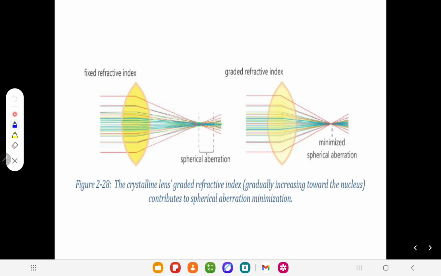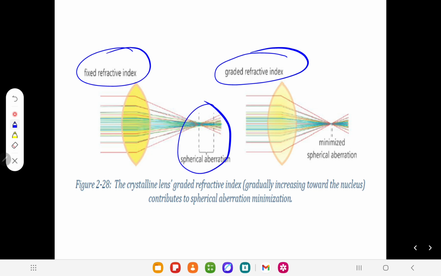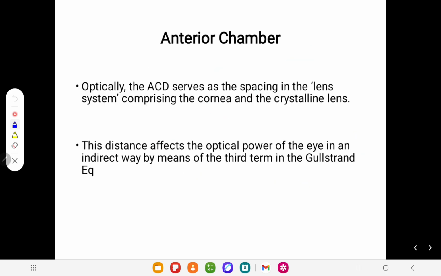So this is why the graded refractive index of the lens is so important. If the lens had a fixed refractive index, then it would create large spherical aberration. But naturally, the refractive index of the lens is graded. That's why spherical aberration is minimized. This is one of the advantages of having graded refractive index in our lenses.